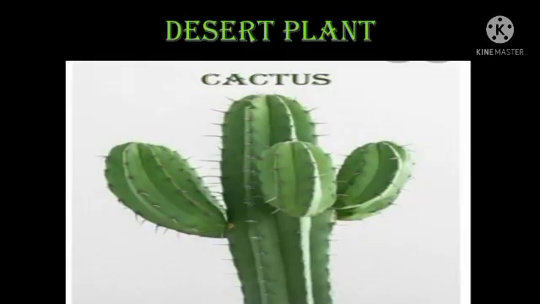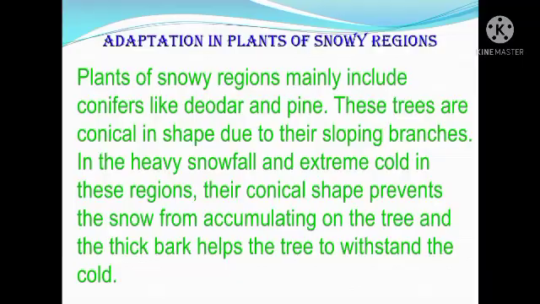Here comes the picture of a desert plant. Students, in this picture, you can see a cactus plant which is found in desert regions. The leaves are modified into thorns to reduce water loss, and the stem is fleshy and green in color, and it also performs photosynthesis for preparing its food.